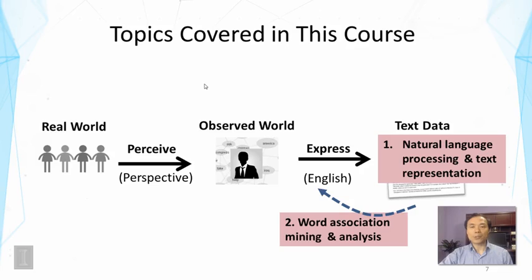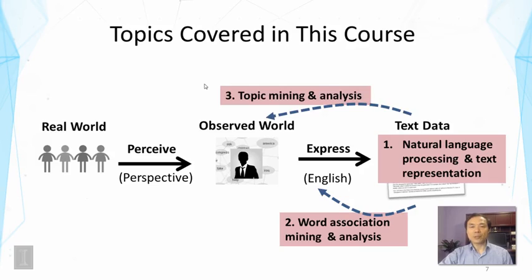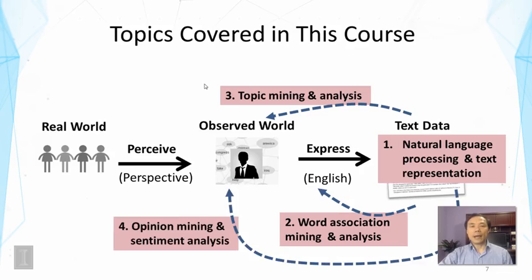Second, we're going to talk about how to mine word associations from text data. And word associations is a form of lexical knowledge about a language. Third, we're going to talk about topic mining and analysis. And this is only one way to analyze content of text, but it's a very useful way of analyzing content. It's also one of the most useful techniques in text mining. And then we're going to talk about opinion mining and sentiment analysis. So this can be regarded as one example of mining knowledge about the observer.